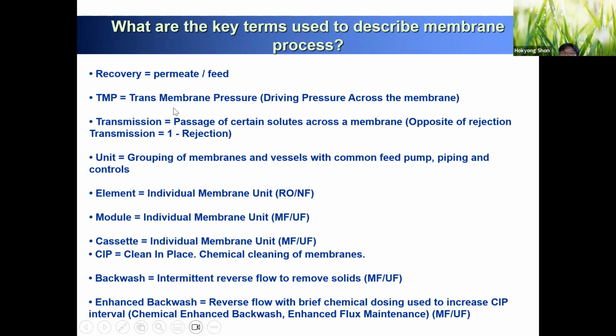And TMP is transmembrane pressure. Transmission is passage of a certain solute across the membrane. Opposite of the rejection, transmission is 1 minus rejection. Then unit is a grouping of membranes and vessels with common feed, pumping, and controls. So you need to design for your assignment 3, 250 megaliters per day. For 250 megaliters per day, we don't design one unit. So let's say we design 25 units.